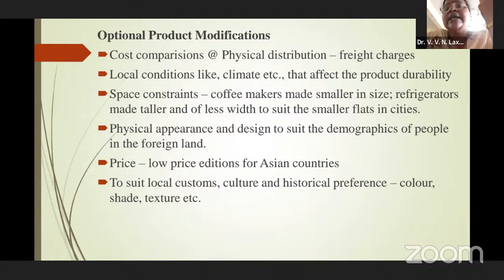There are very high tropical climates, that is high temperatures, in some other countries. That demands a difference in products, and some product modifications become compulsory, whether the company wants to bring in those modifications or not is in the hands of the company, because there are no government compulsions over there. At the same time, we have things called space constraints.